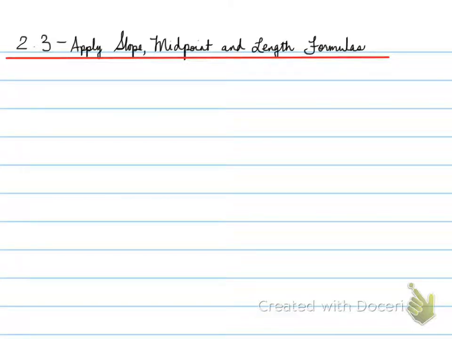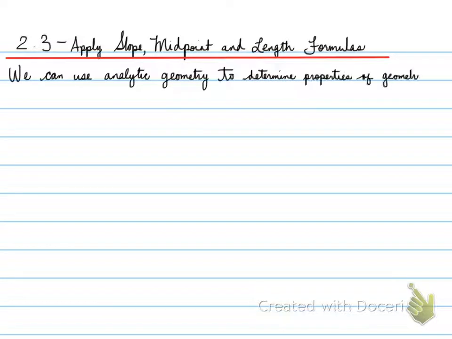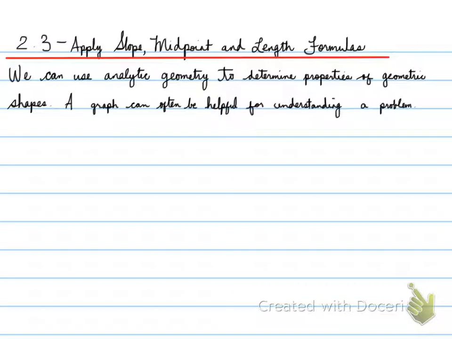All right, 2.3 applies slope, midpoint, and length formulas. So we're going to look at ways to apply these formulas in situations. Now we can use analytic geometry to determine properties of geometric shapes, in the sense that a graph can often be helpful for understanding a problem.